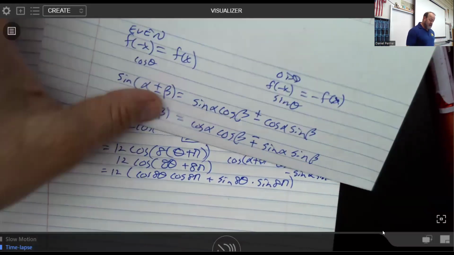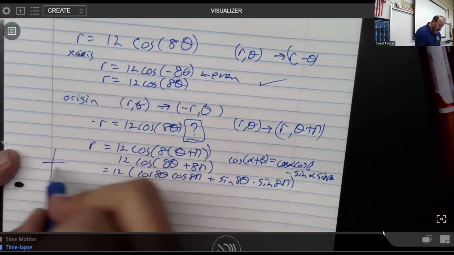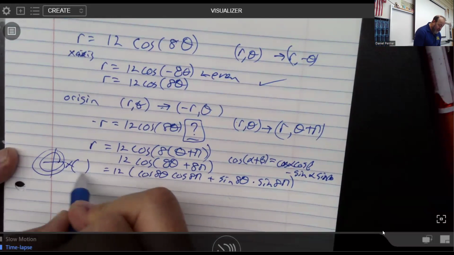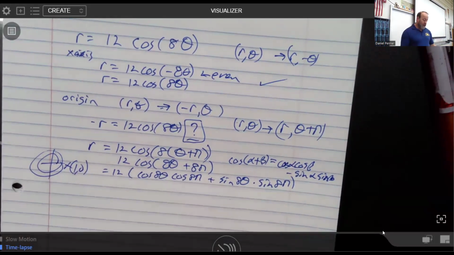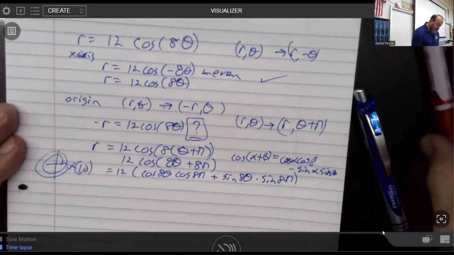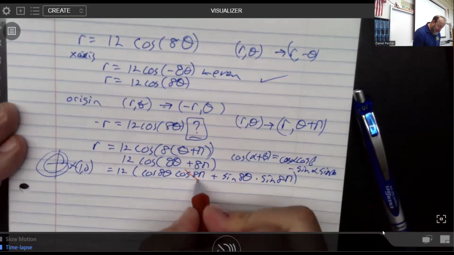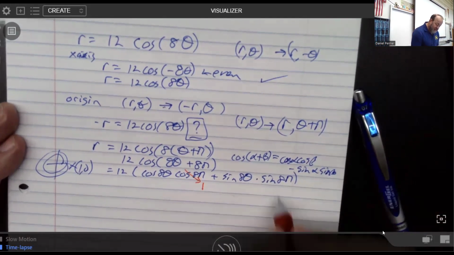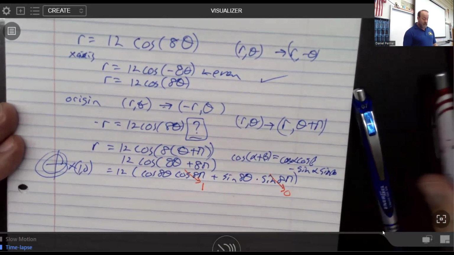But the nice thing is 8 pi is really all the way around the circle several times, pointing right over here at the coordinate 1, 0. And because of that, I know that the cosine of 8 pi is in fact the number 1, and the sine of 8 pi is 0.